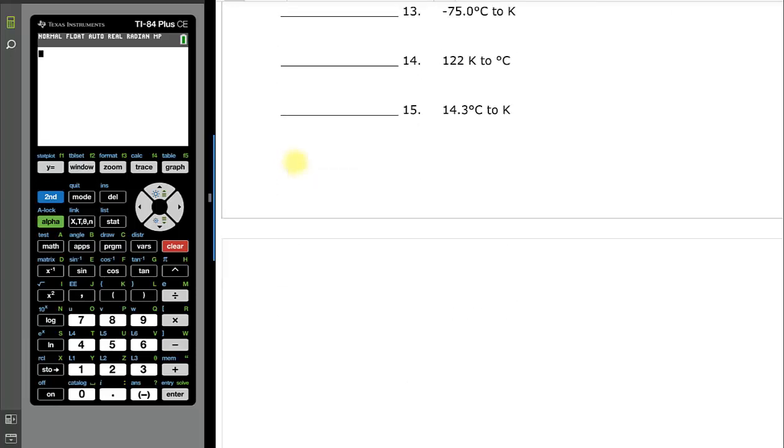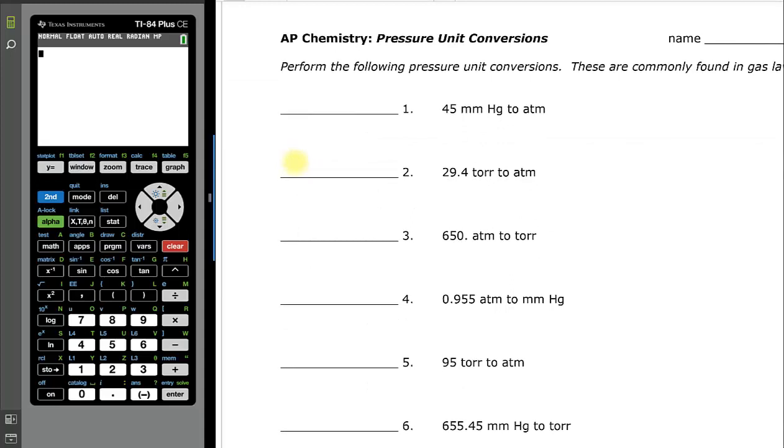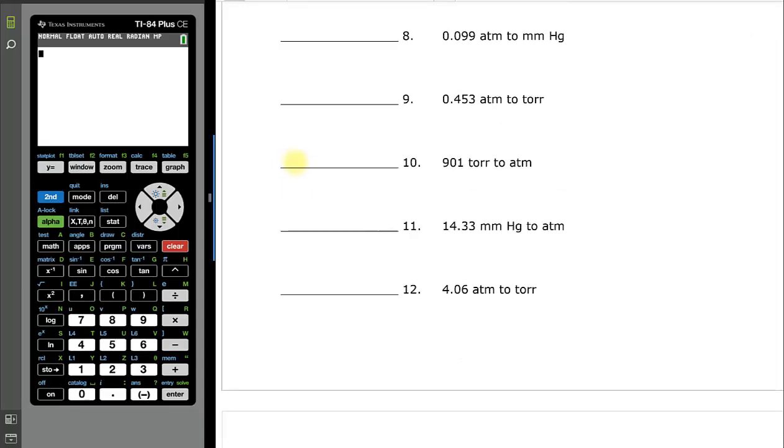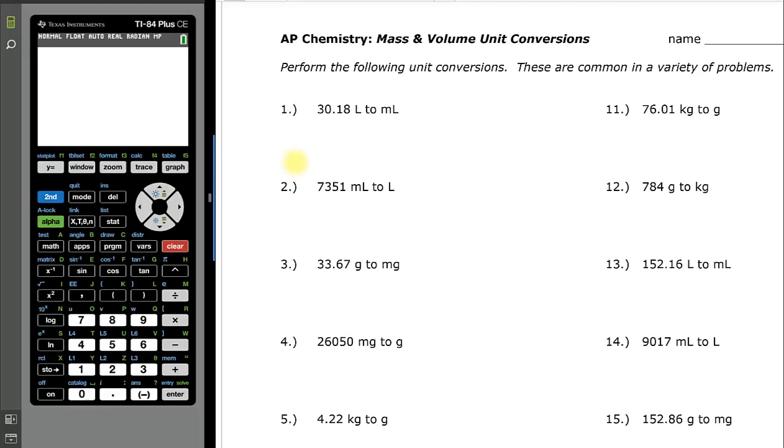The second page of these is conversions involving pressure. So gas laws, collecting and studying gases and gas behaviors. We measure their pressure, and there are three different units mainly that are used in AP problems. There are lots of other pressure units, but we only use three in our AP problems. And then the last page has to do with mass and volume conversions. So involving masses, grams, kilograms, and milligrams, and then liters and milliliters. Those are really the common usages of masses and volumes.